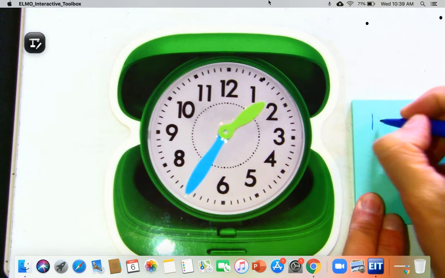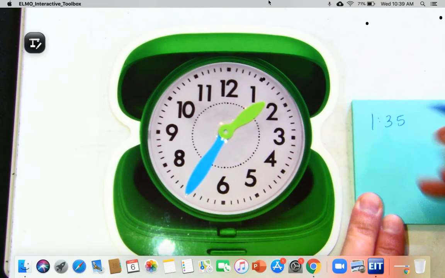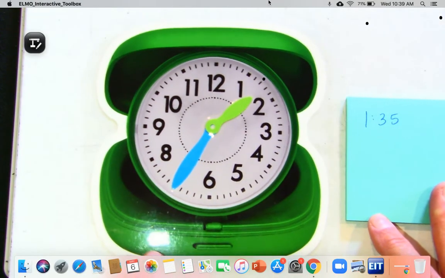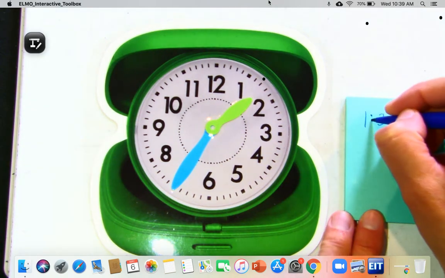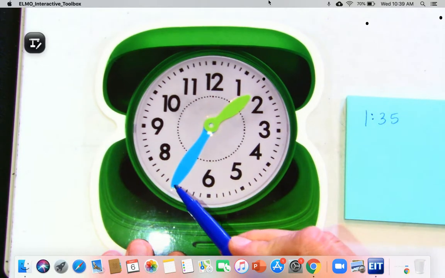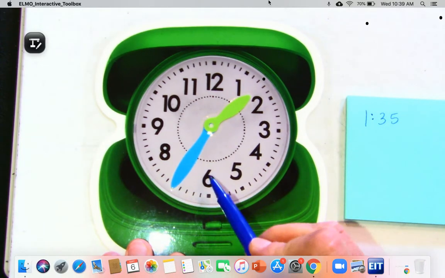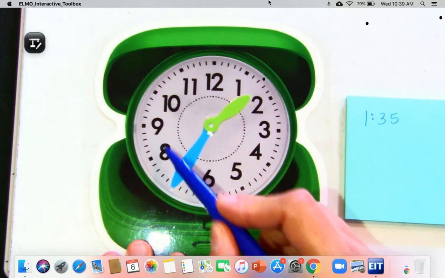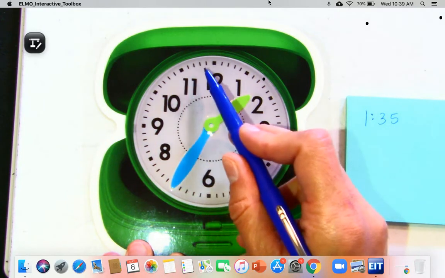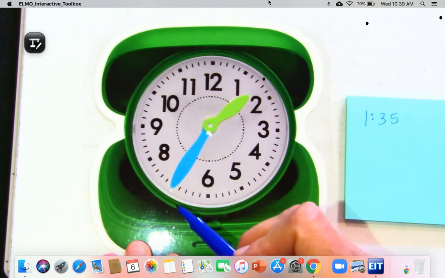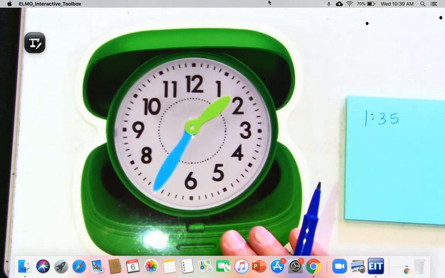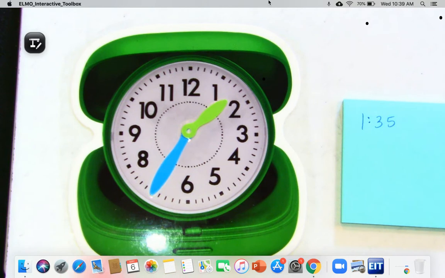All right, so this time is 1:35. Now, another way of saying this, we could say 35 minutes past 1 o'clock, and that would be okay. But usually, if it is on this side of the clock, kind of on this left side, it's closer to the next hour. So it's actually closer to 2 o'clock. So now we're going to think about, well, how many minutes to 2 o'clock?